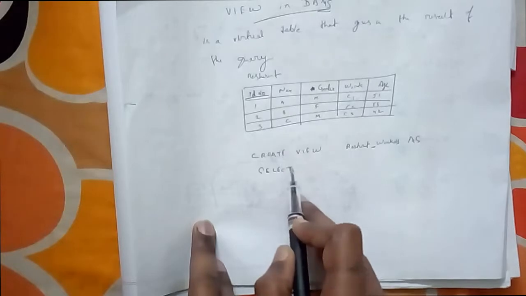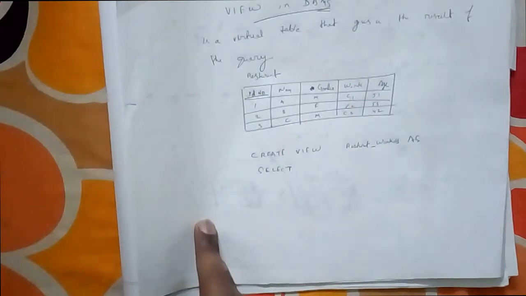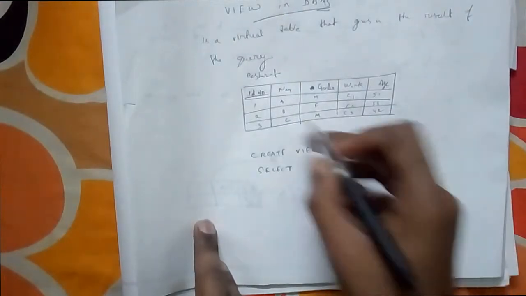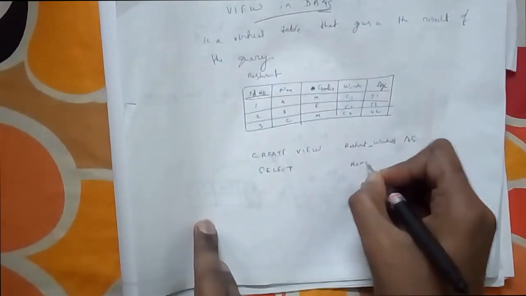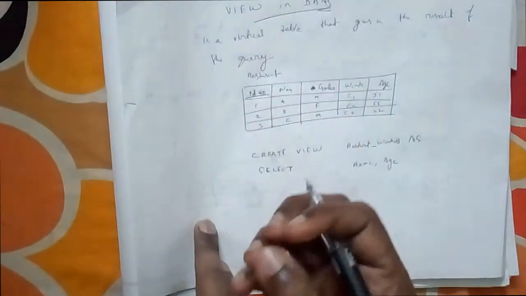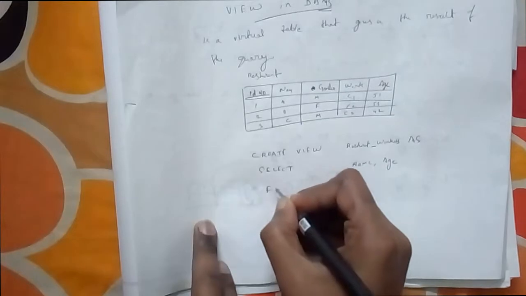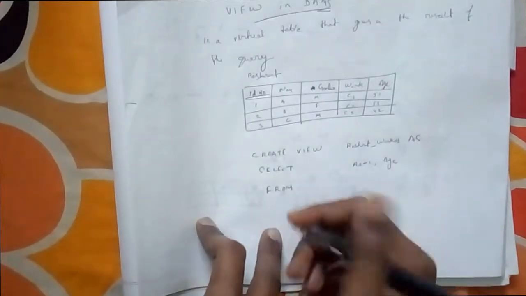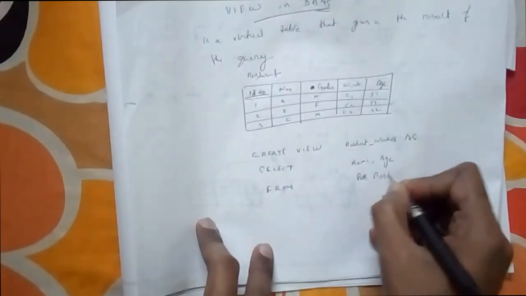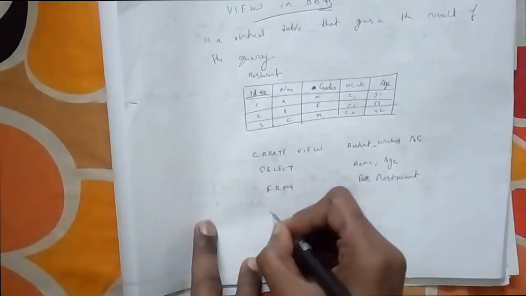Now select. This select is to select from these attributes. Which ones do you want? Suppose you just want their name and their age. So give name comma age. These are the two things you want from this whole table. This is the query you have given, so that you only want their name and their age. So now from where? As the name suggests, from restaurant.